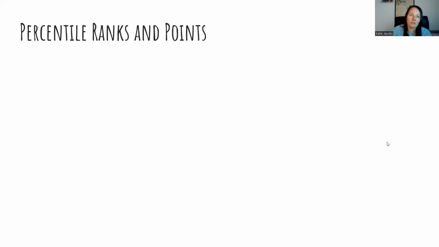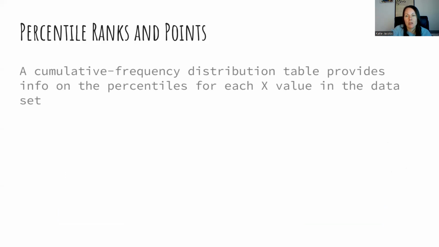All right, so when we're talking about this, there is a phenomenon called percentile ranks and percentile points. A cumulative frequency distribution table provides information on the percentiles for each X value in our data set. This becomes important, especially if you go into some sort of profession where they're comparing whether or not there's typical or atypical development. So for example, if you're an educator, it's really important to be able to understand percentile ranks.